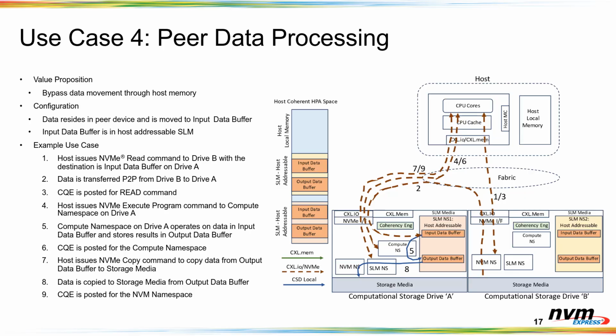What's not shown in the steps is how to get the data from drive A into the input data buffer. We've seen that already in example 2 as well, where we can do a memory copy command to bring that data in. And so with all the data together now in one location, in one drive, we do that operation right into the output data buffer. And then, like I said, for this particular example, we're just using an NVMe copy command to copy that from the output data buffer to the storage media.